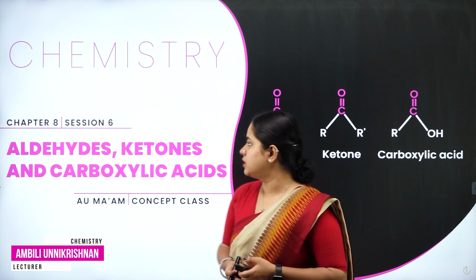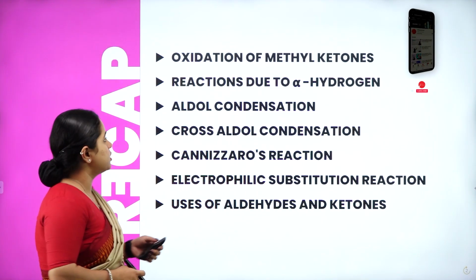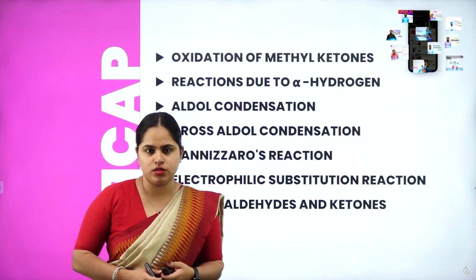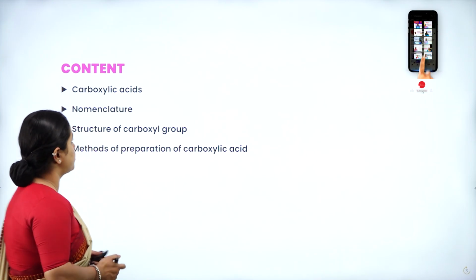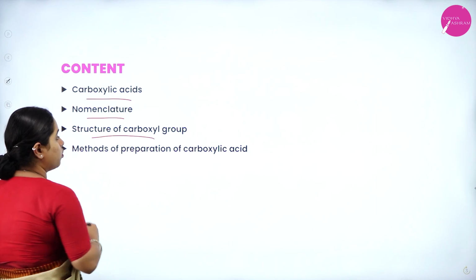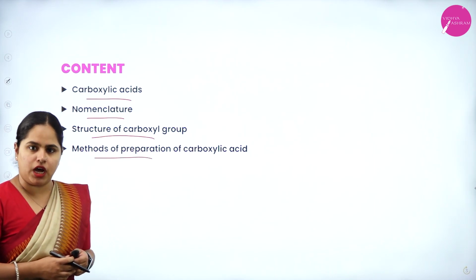So today I am back with session 6 of the chapter Aldehydes, Ketones and Carboxylic Acids. In the last session we discussed the various chemical reactions of aldehydes and ketones, right? In today's session we are going to start with carboxylic acids. We are going to see the nomenclature, the structure of the carboxyl group, and the various methods of preparation of carboxylic acid.